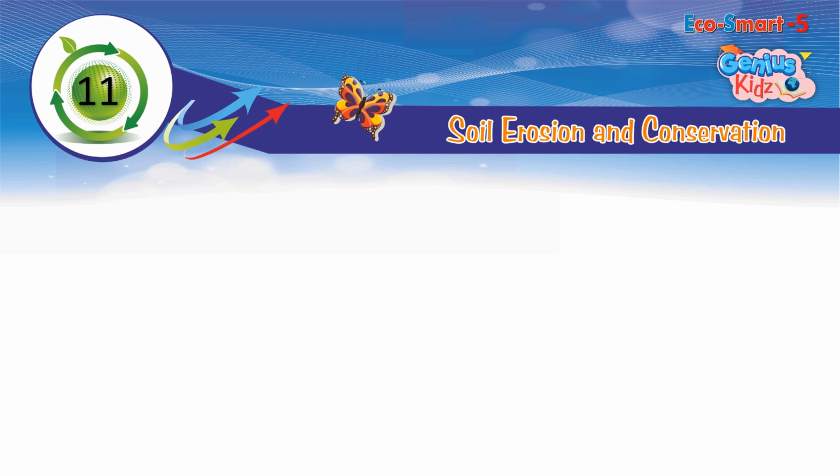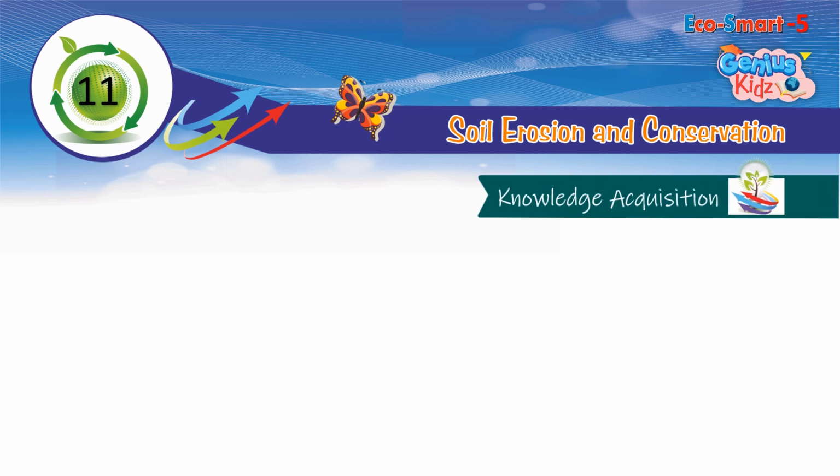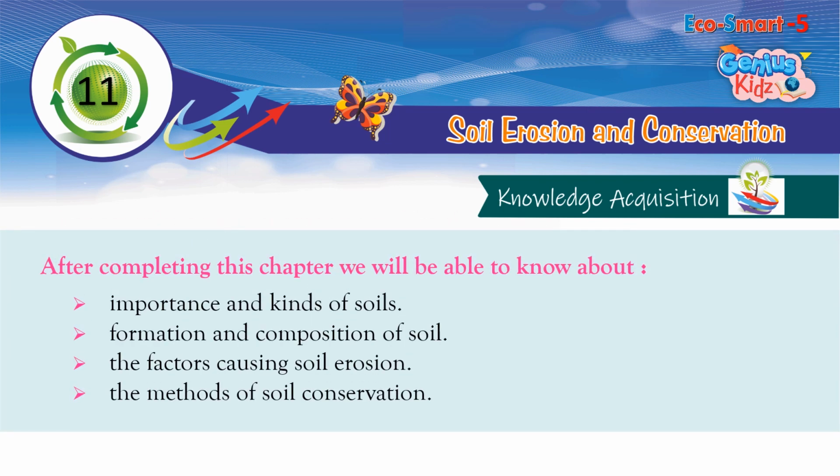Lesson 11. Soil Erosion and Conservation. Knowledge Acquisition. After completing this chapter, we will be able to know about the importance and kinds of soils, formation and composition of soil, the factors causing soil erosion, and the methods of soil conservation.